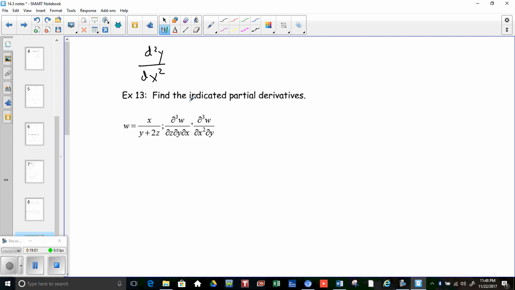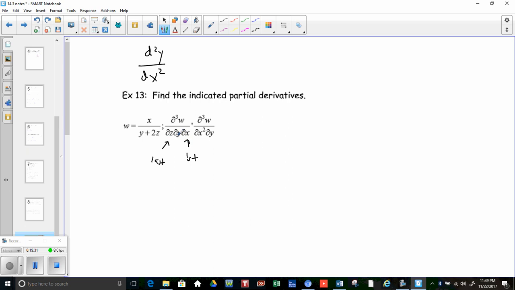So what we want to do is find the indicated partials, where w is given as x over y plus 2z. We want to find these two partial derivatives. This says I want to find the third partial derivative of w with respect to z, y, and x. And actually the way you read it is backwards. This is the first partial that you do. I'm not sure why it's written this particular way backwards, but this is always the way it's done. This is the first partial, and that is the last partial.